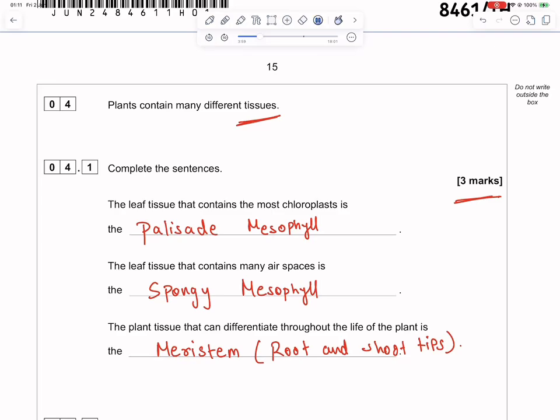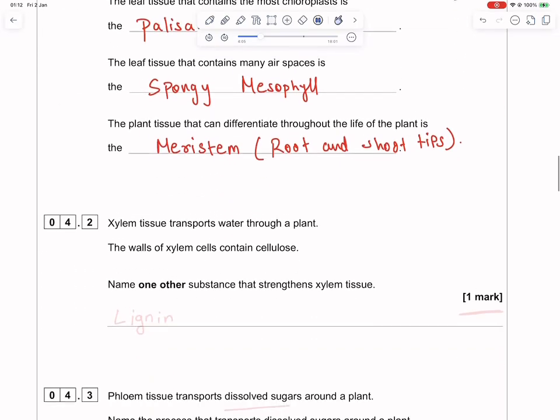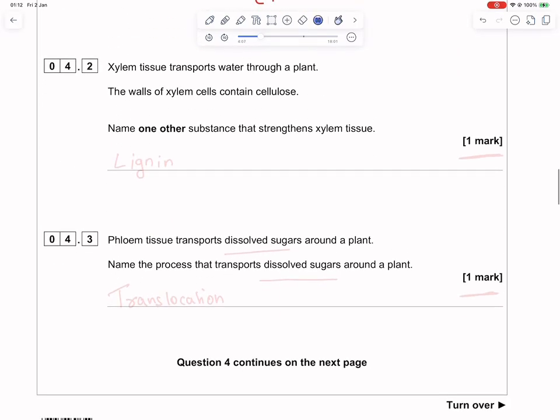Okay, that's great. Now let's progress on to question number 4.2. So let's look at this. The expected marks are only 1 mark, so I'm not going to write more than 1 sentence or a couple of words for this. So xylem tissue transports water through a plant. The walls of xylem cells contain cellulose. Name one other substance that strengthens xylem tissue.